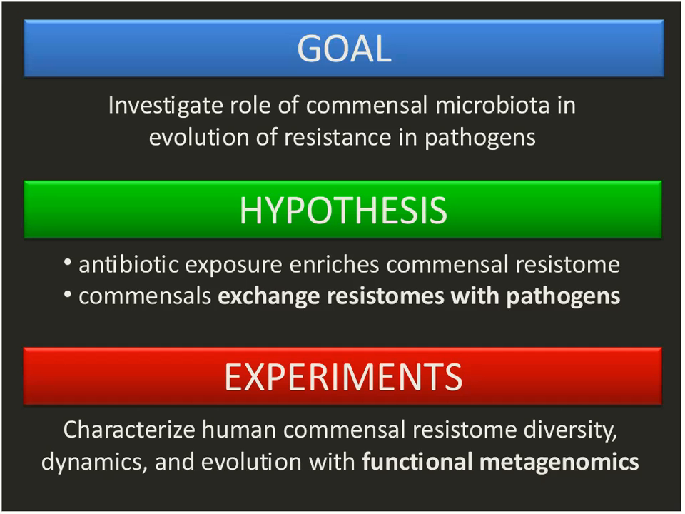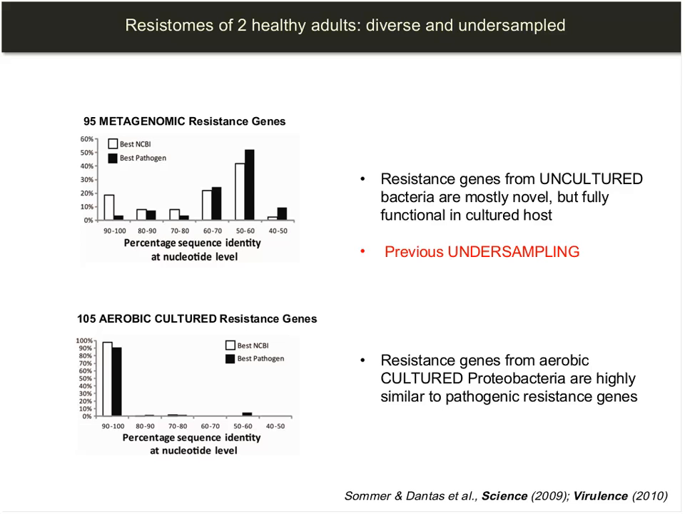And then we also know that we're outnumbered 10 to 1 by microbes in the human body in terms of human cells, and hence just by a numbers game, a pathogen coursing through the body is actually probably bumping into more microbial cells than human cells, and hence this is an opportunity for exchange. And so we're now applying this high throughput functional metagenomic method to look at things like the diversity, dynamics, and evolution of resistance genes in human commensals.